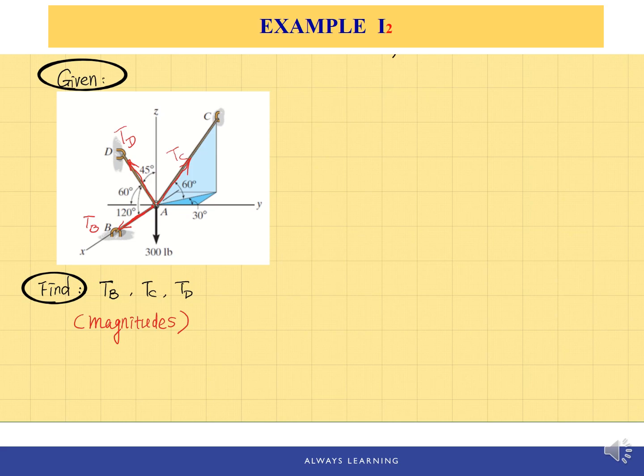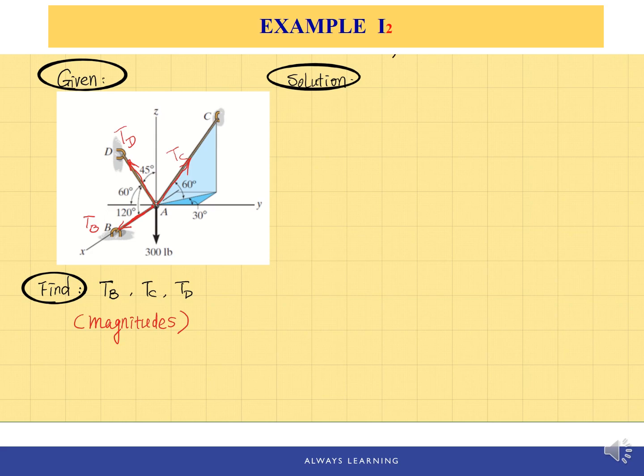Why magnitudes only? Because if you take a look at the figure, we already have those geometry or angles given. With those angles, the direction of the cable is already given, or the direction of the vector is given. So we only need to find out the magnitude of the forces.